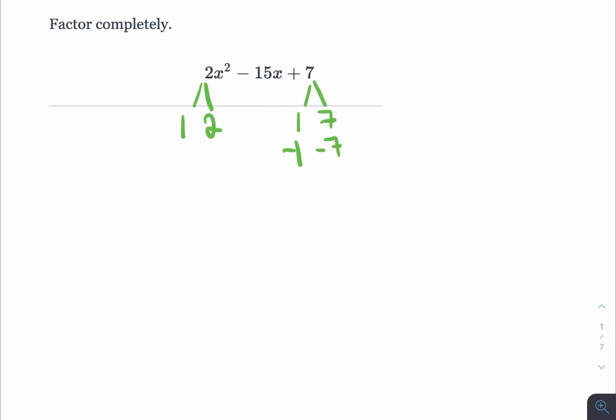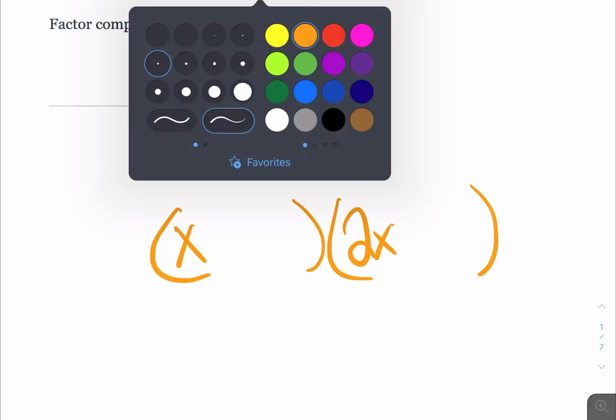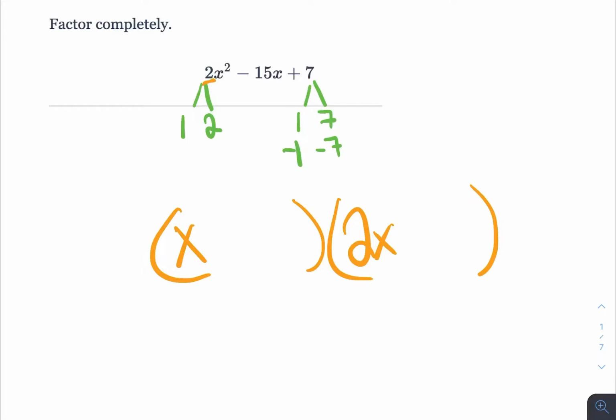Now we know it has to look like this. There's going to be two factors here. Our only possible factors of a here are 1 and 2, so we know we have a 1x and a 2x. And now we're just going to go through a couple examples. I'm going to plug in the first ones here, a +1 and a +7.